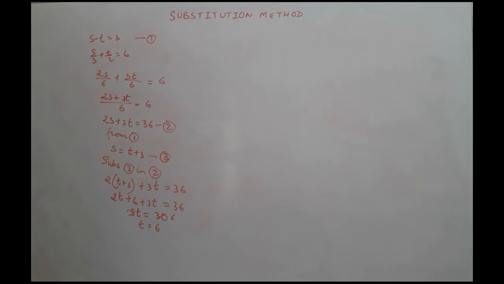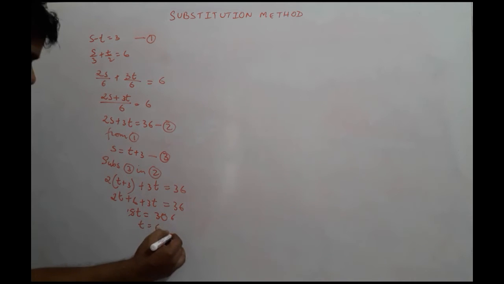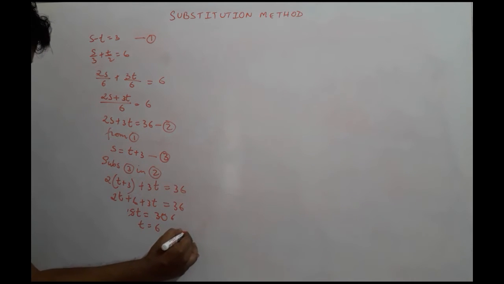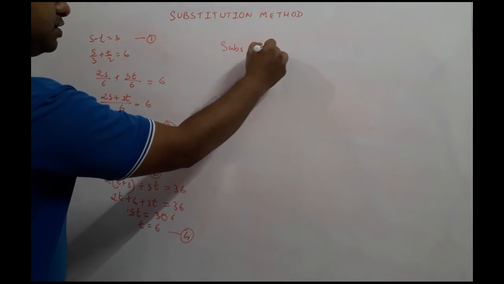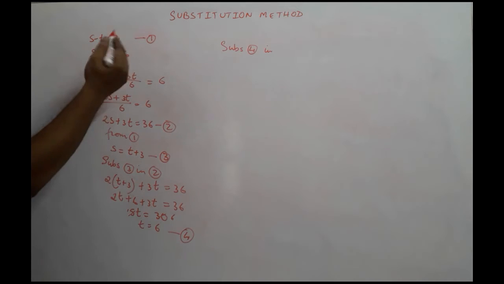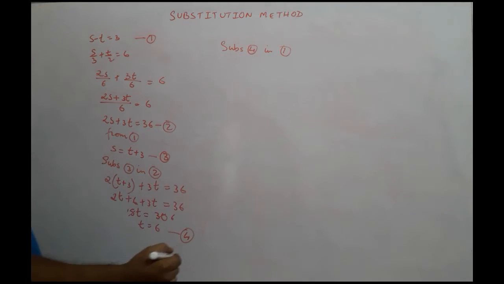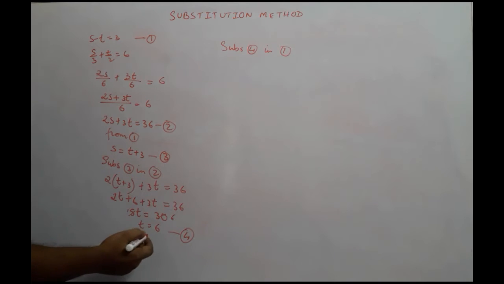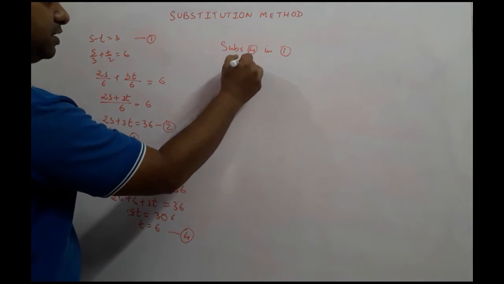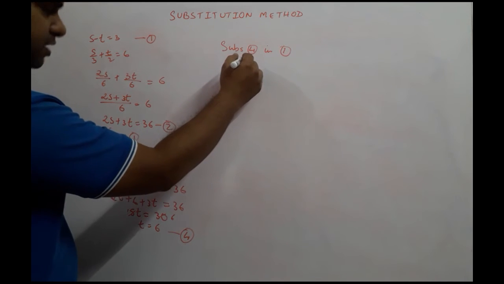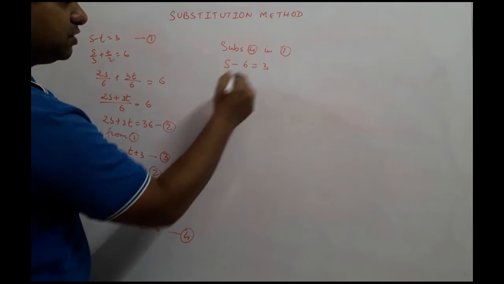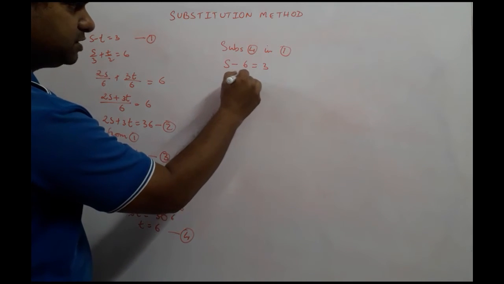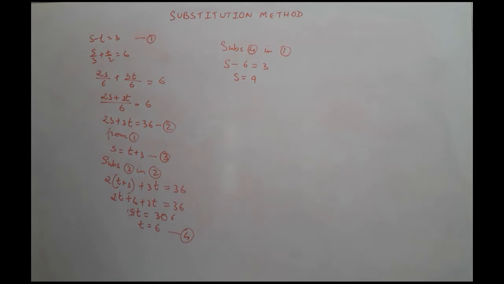Now that we have got t equal to 6, we can mark this as 4 if we like, and we can say substitute 4 in 1. So if we substitute 4 in 1, what do we get? We will be getting s. So s minus t. Instead of t we put the value of t, which is 6, equal to 3. We take 6 on the other side, it becomes positive. 6 plus 3 becomes 9. So s is equal to 9. So this is how we get the values of s and t.